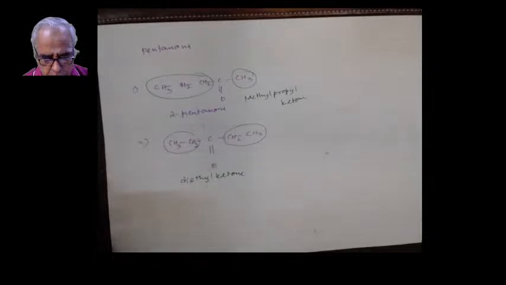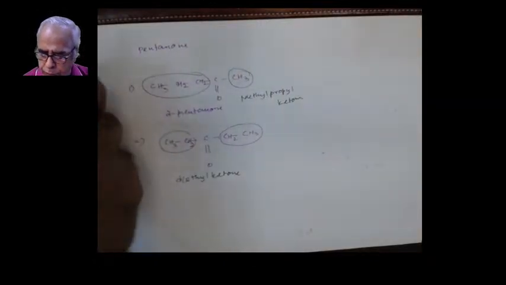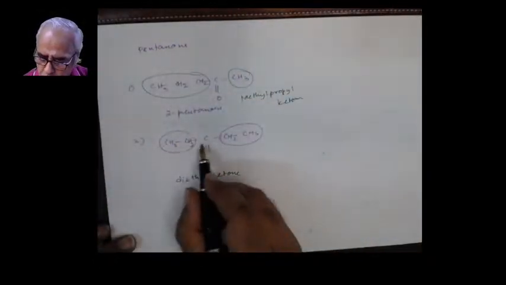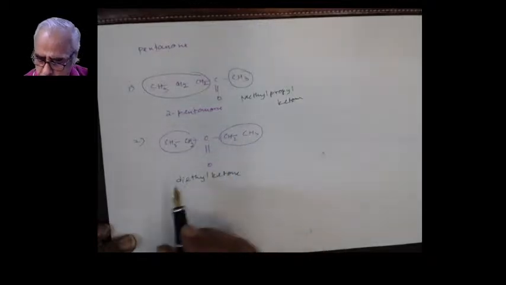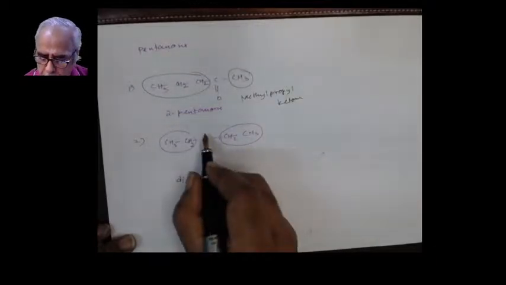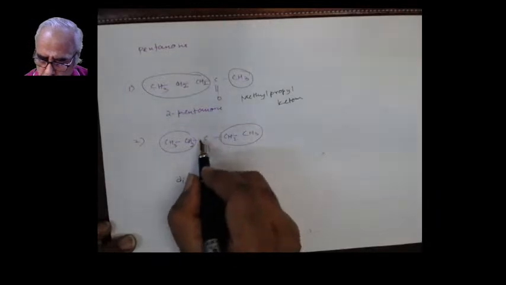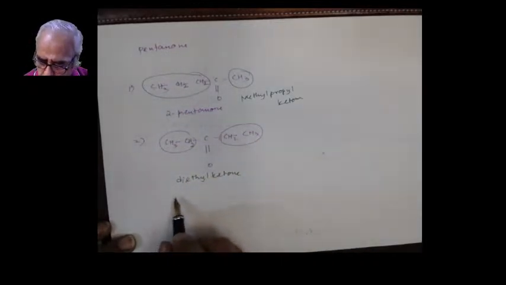And what is the IUPAC name? The IUPAC is 1, 2, 3, 4, 5. So 5 carbons. In the third position, double bond O is there. So 3-pentanone. Are you able to follow?